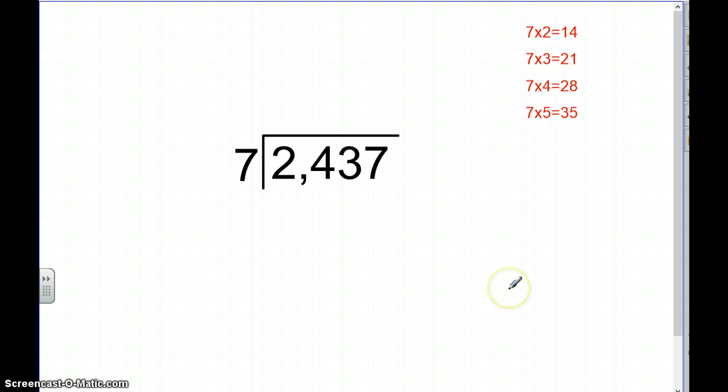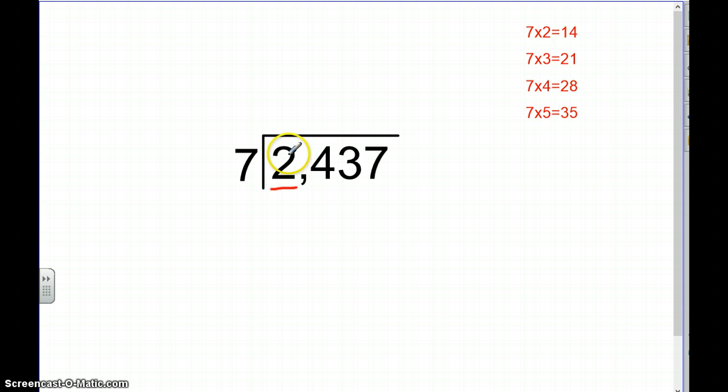All right, let's go ahead and look at a bigger problem. So we're still doing some estimating here. Okay, so our number is 2,437 divided by 7. So we're trying to break 2,437 into 7 equal groups, okay? So again, the first step, you start with the largest place value. In this case, it's the thousands place.